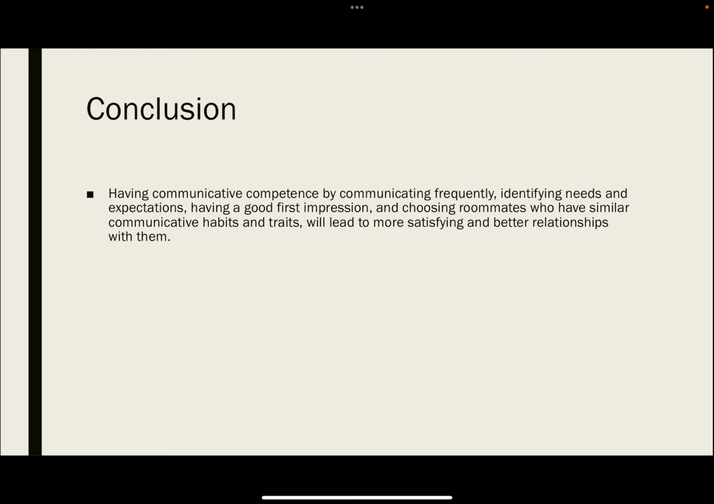To answer the question that I asked in the beginning of this presentation, having communicative competence by communicating frequently, identifying needs and expectations, having a good first impression, and choosing roommates who have similar communicative habits and traits will lead to more satisfying and better relationships with your roommates.